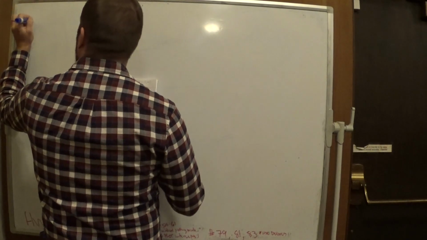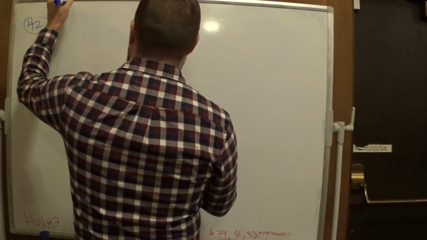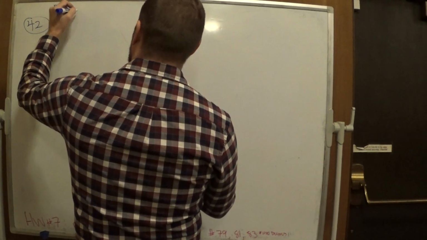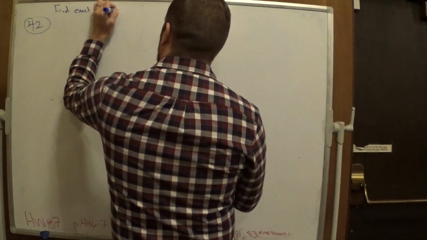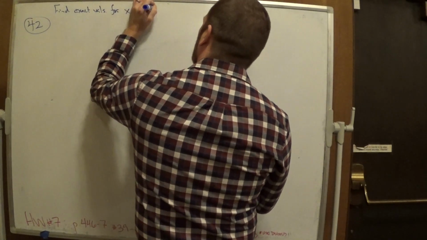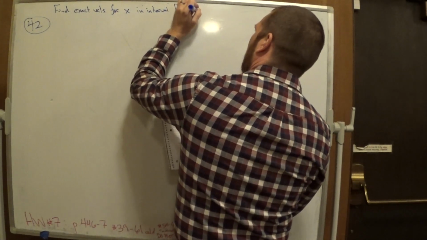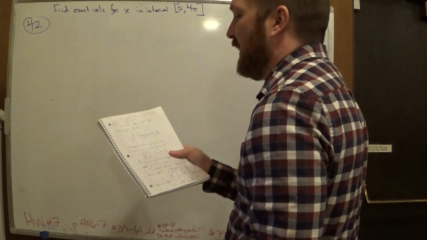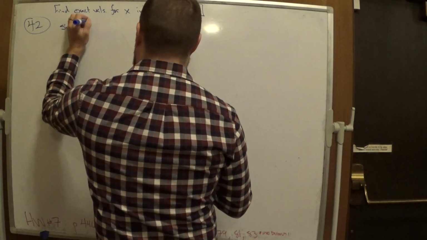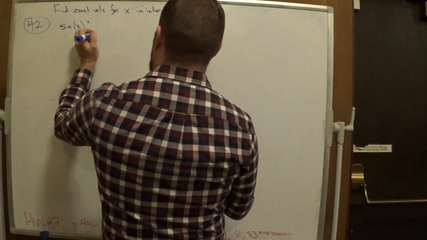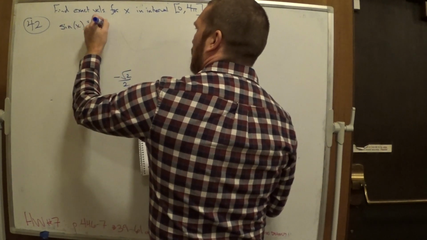Okay, here we go. So for number 42, it says, now here we go, for all of these problems in this section, find exact values for x in the interval 0 to 4 pi. Okay. And then 42 gives you this. It tells you that sine x is equal to negative root 2 over 2, which, by the way, is negative 1 over root 2.